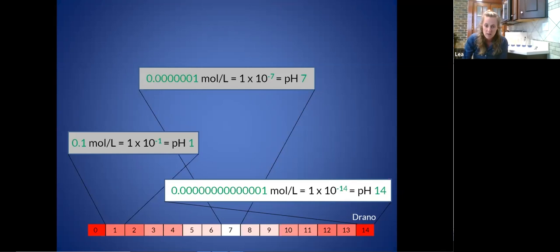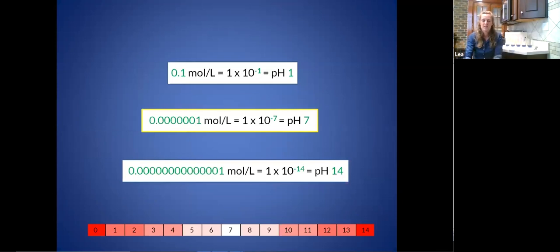Again, it's a smaller number. The numbers are below 1, so it's a negative. So the pH is going to take that tiny number, that negative 14, and we're going to make it positive, and that's going to be our pH. So it's really just a shorthand for these ridiculously tiny numbers, just to make it easier. It's representative of those numbers.